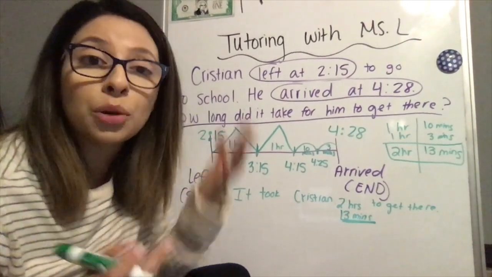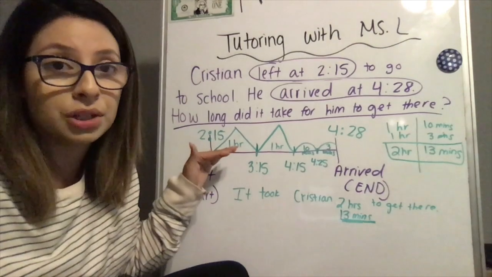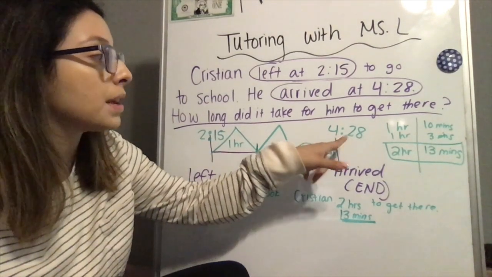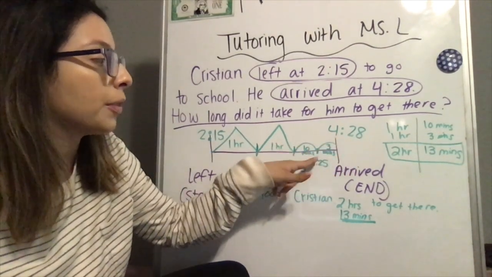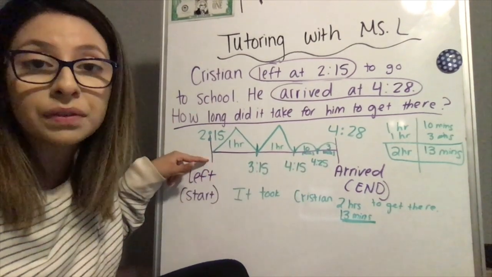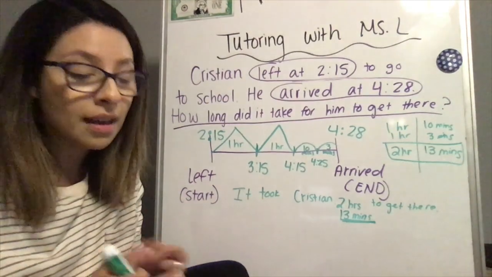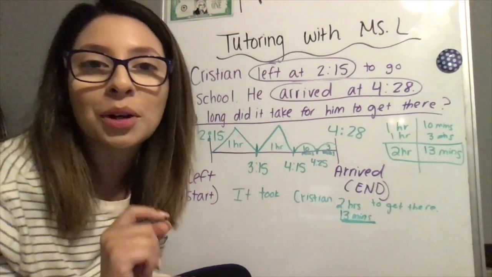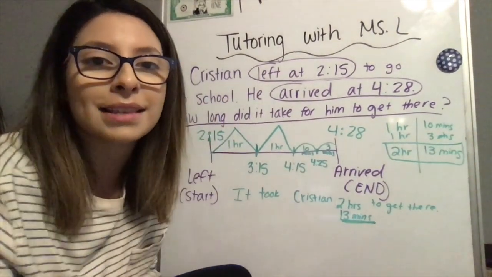And like I said, guys, your way of double checking is to do your strategy here. It's maybe to go backwards at 4:28 and take away 3 minutes, take away 10, and then take away 2 hours to get to 2:15. So that's your way to check. Let's do one more example. Let me erase this and get set up, and I'll be right back.